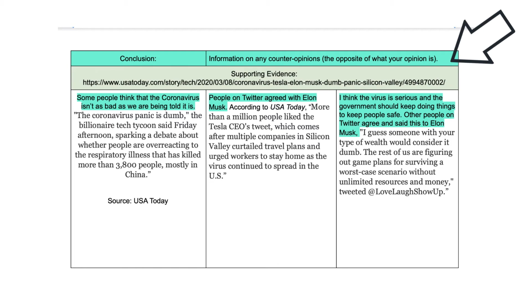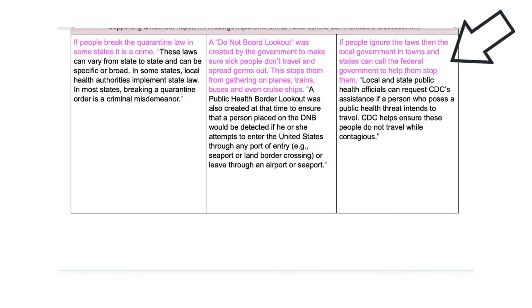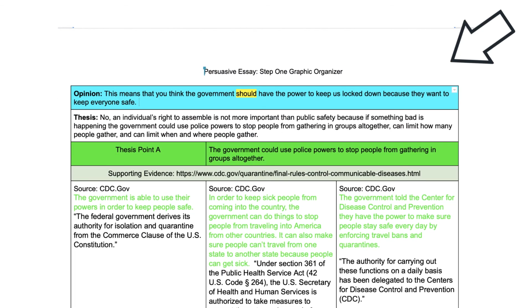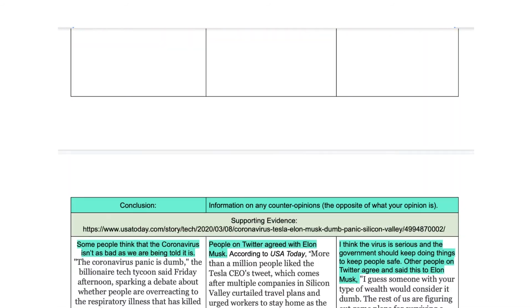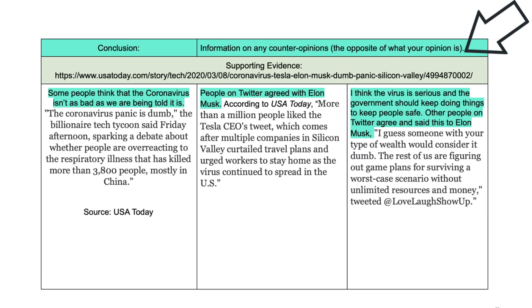So I happen to think, in my opinion, I'll scroll back up there, that the government should have the power to keep us locked down because they want everybody to be safe. That's my opinion. So the opposite or counter opinion would be what? That the quarantine is ridiculous, the quarantine is stupid, and so on and so forth.